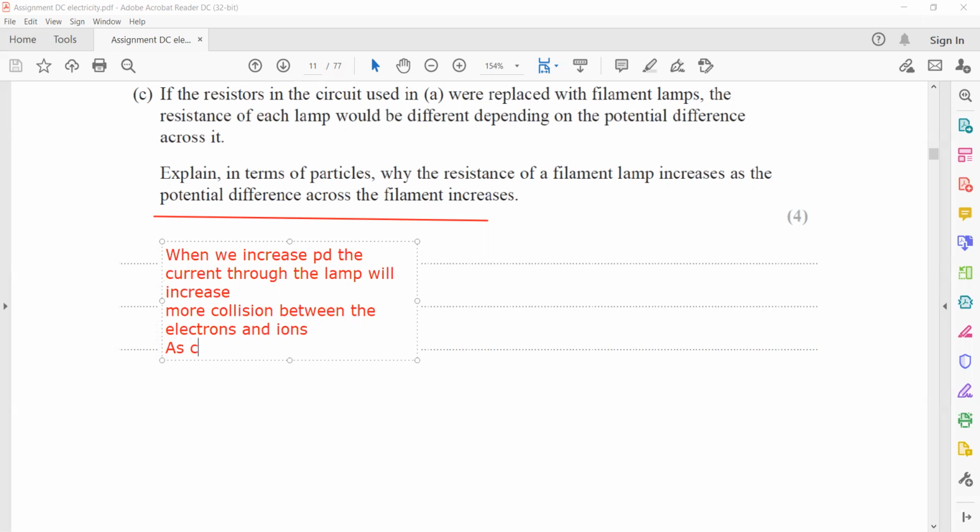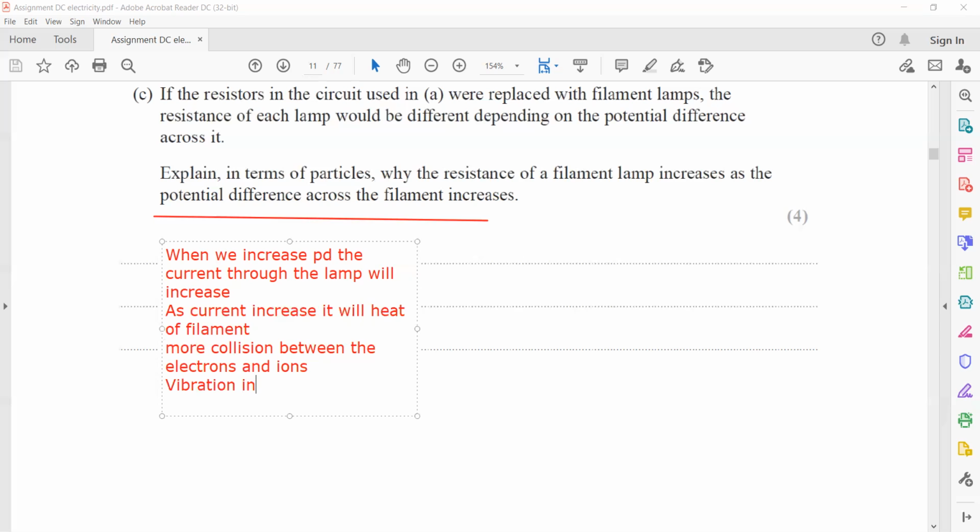So as the current increases, it will heat up the filament. So the sequence should be: as the current increases, the filament temperature increases, more collisions will be there, and the lattice vibration or ion vibration increases. That's why the resistance is increased.